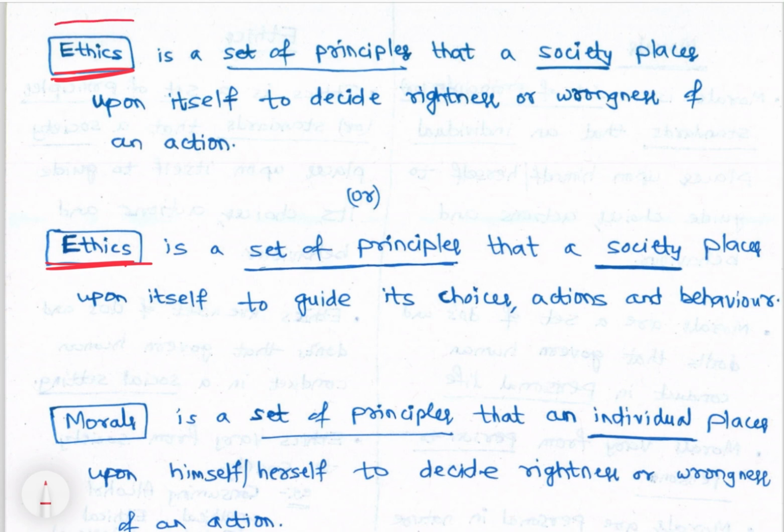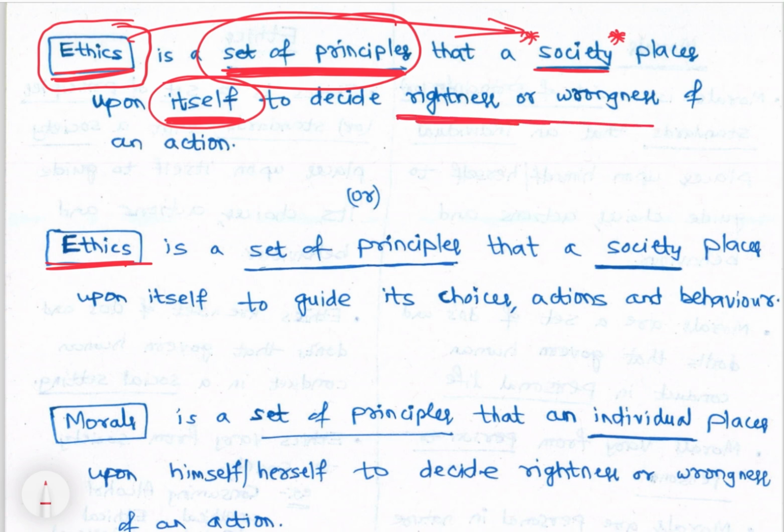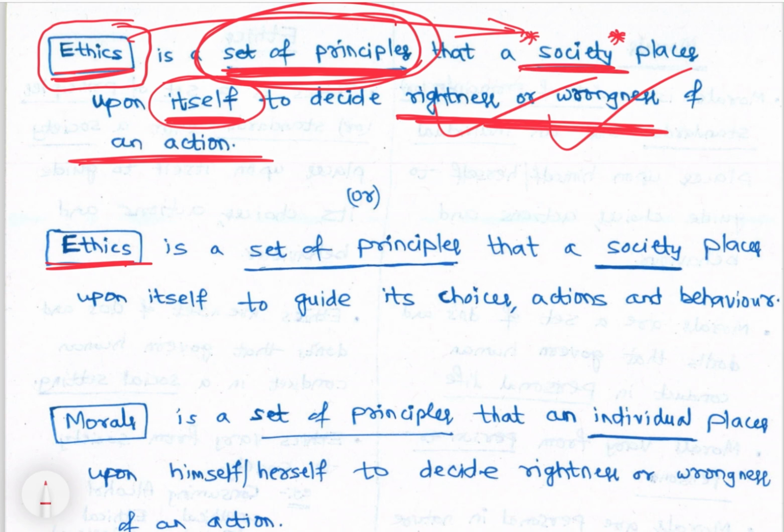So now the definition of ethics is a set of principles that a society places upon itself to decide rightness or wrongness of an action. So whenever we talk about ethics, we talk about society. So ethics is a set of principles that a society places upon itself to decide rightness or wrongness of an action.